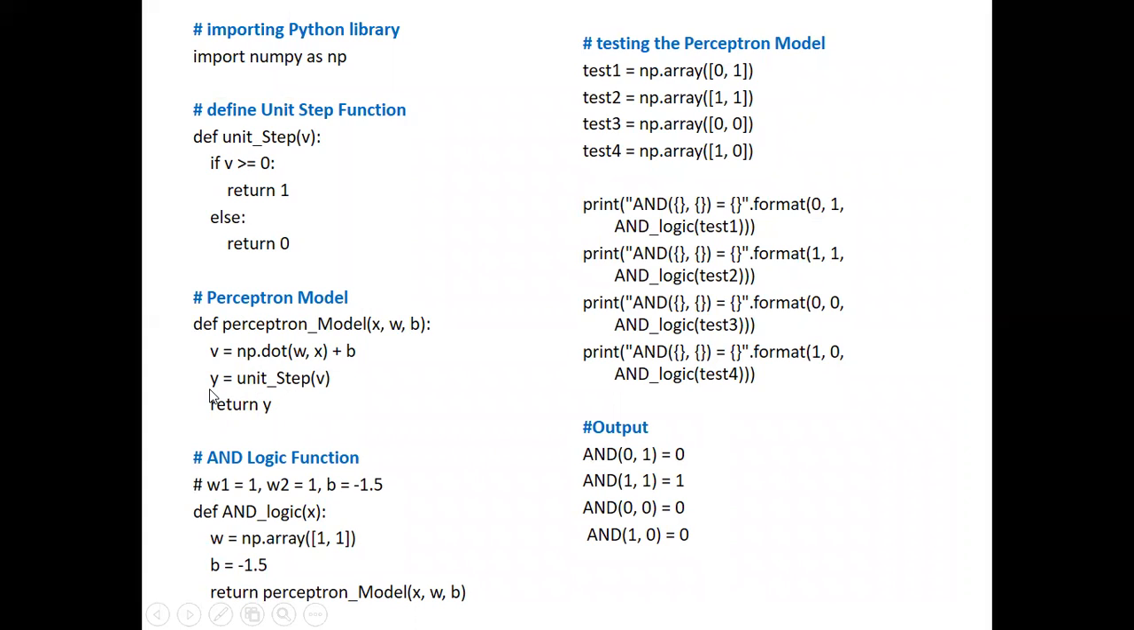and the output is stored as y, and what you return is an output after applying an activation function to the input function. Next, after doing this, we need to have a logic for our AND gate. So we assume here, again I repeat, we assume weight W1 as 1, W2 as 1, and bias as minus 1.5. Now, how do we define AND logic?